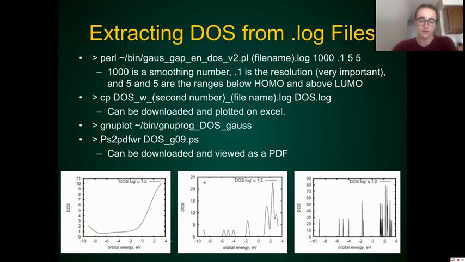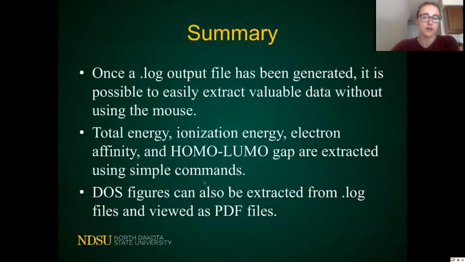So then on the last slide, just to summarize, once we have already generated a .log output file from GaussView, it is possible to pretty easily extract a lot of valuable data without having to even use our mouse. Like we already walked through, total energy, ionization energy, electron affinity, as well as that HOMO-LUMO gap are all extracted using just one command. And then density of states figures are also possible to be extracted from the .log file through a sequence of commands. Then those files are able to be viewed as PDFs. And with that, I would like to open it up for questions.